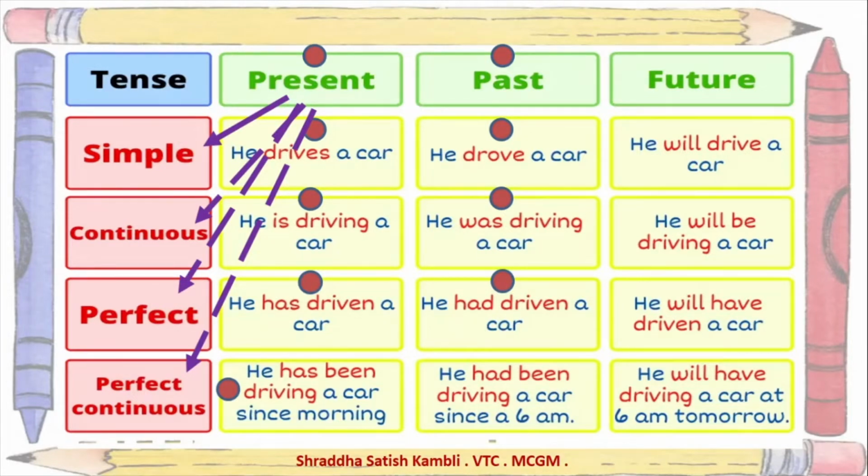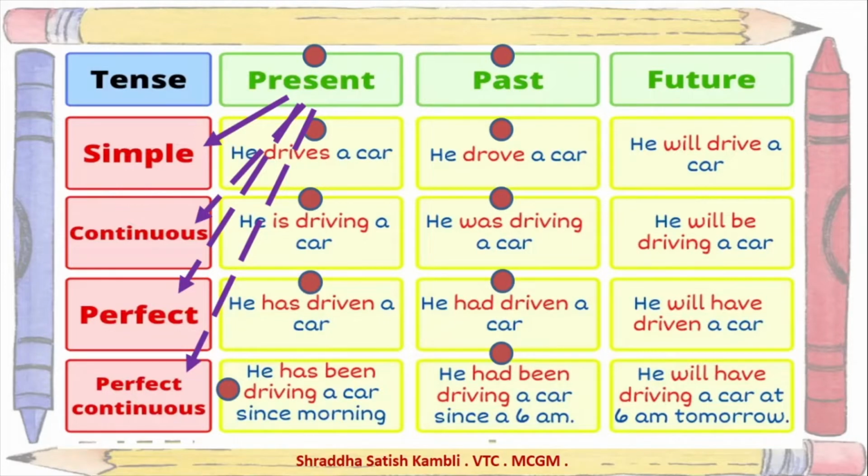And past perfect continuous is he had been driving a car since 6 a.m. So the has been becomes had been. All right, and the morning has become 6 a.m. So he was in the process of driving a car since 6 a.m. and now he might have stopped.